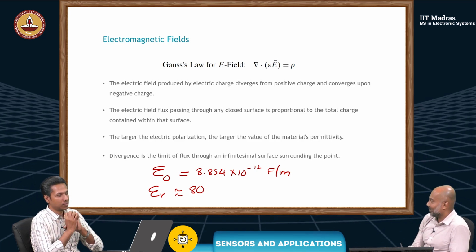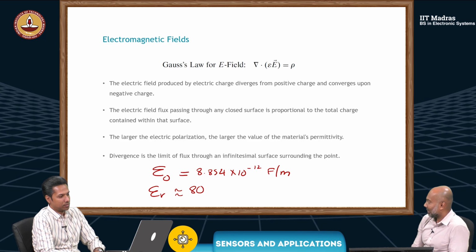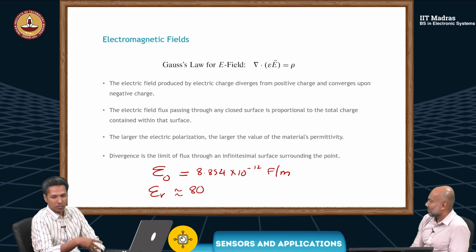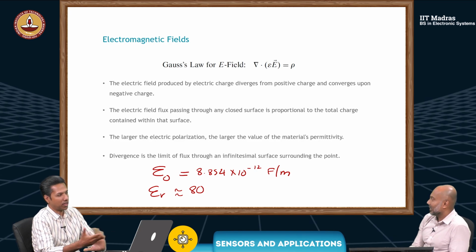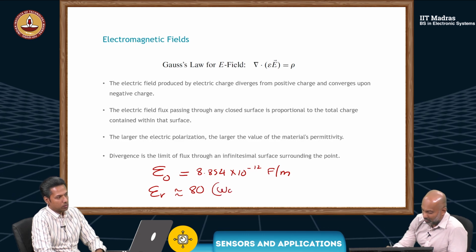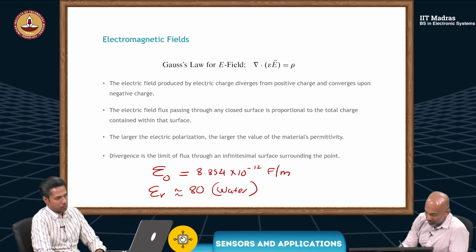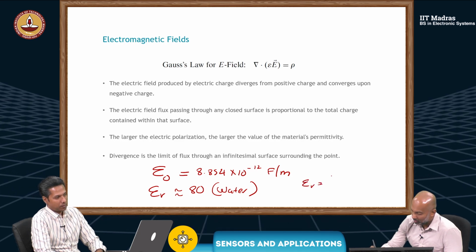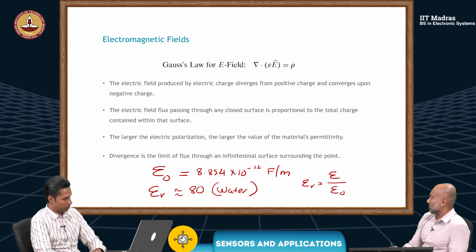So the water molecules will align and orient with the electric field, while paper, cloth, or some such materials will have values slightly higher than 1, in the range of 1, 2, 3, 4, 5, not very high. Basically, the relative permittivity, epsilon R, is the permittivity of the material divided by epsilon 0, which is for air.